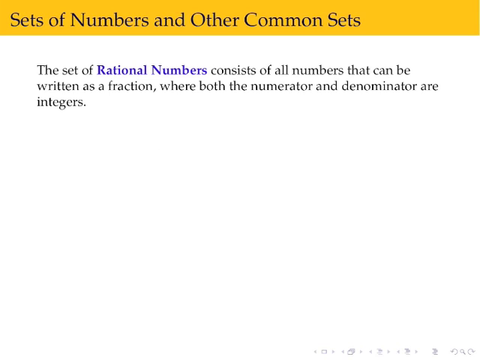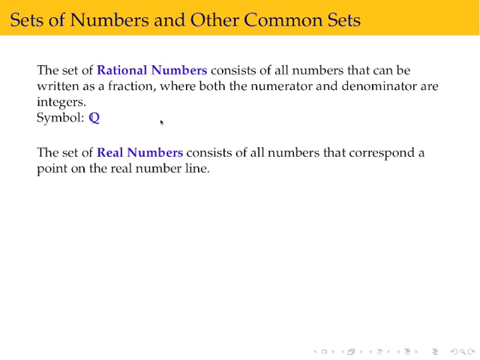Our next set is the set of rational numbers, which gets its name from ratio. You can see it sort of starts with ratio. And ratios you could think of as fractions. This is all of the numbers that can be written as a fraction, where both the numerator and the denominator are integers. The symbol for the set of rational numbers is Q with a double bar. All of these number sets have double bars.